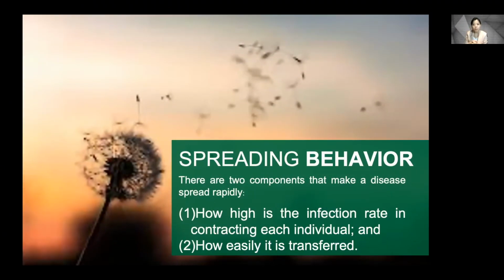So what is the spreading behavior of diseases? It's only when you understand the behavior of how a disease spreads that you can design and strategize how to avoid or eliminate it. There are two components that make a disease spread rapidly. One is how high the infection rate is in contracting each individual, and how easily it is transferred.